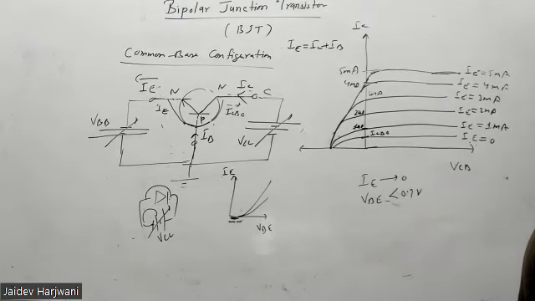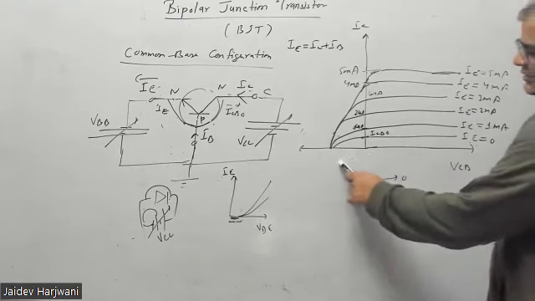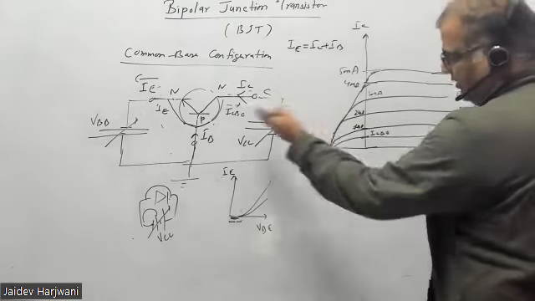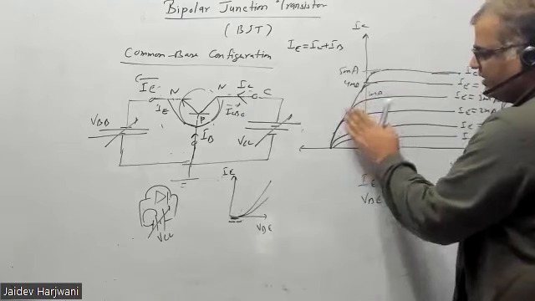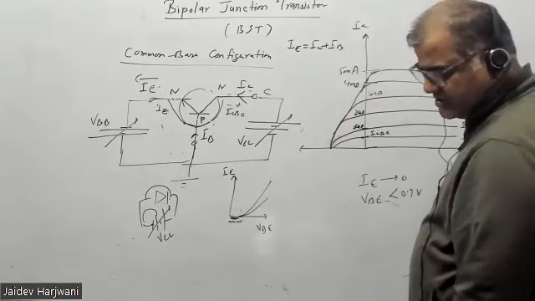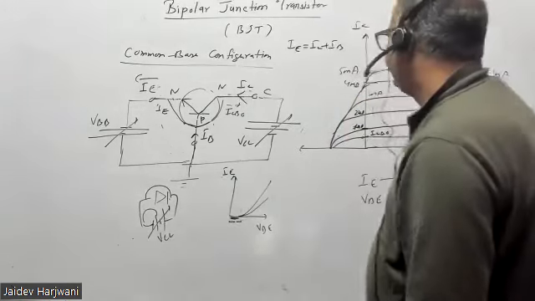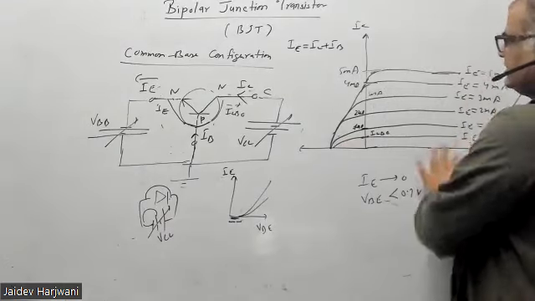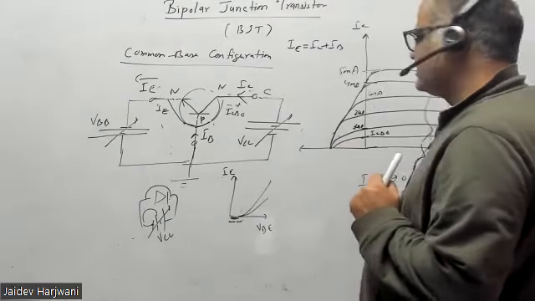If you make this one positive, then there will be no IC flowing. IC will go to 0. Okay. So this is the output characteristics for this common base configuration.